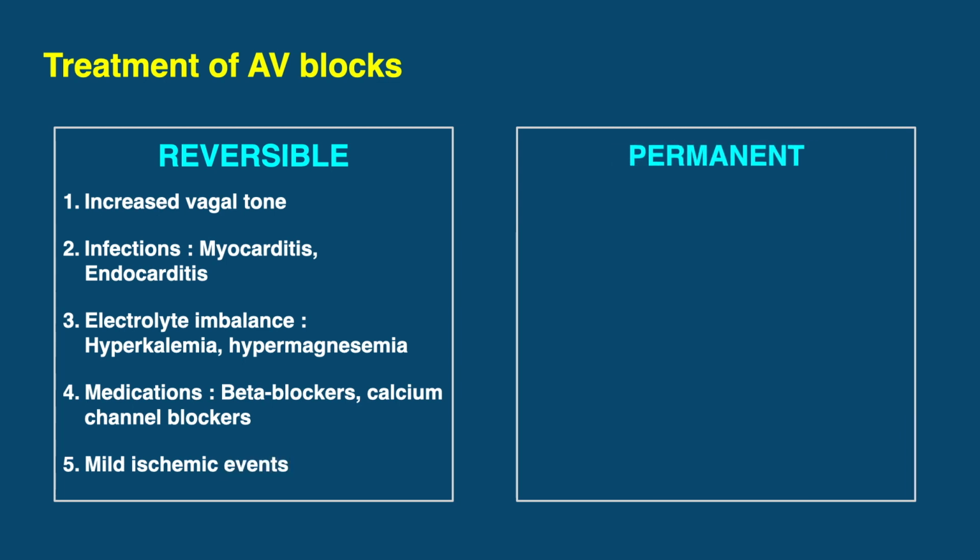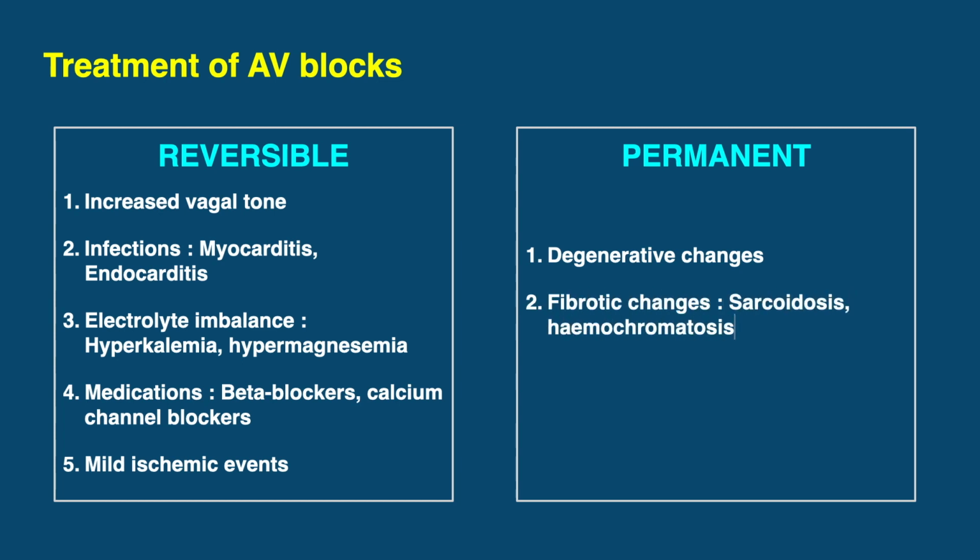Permanent causes of AV block require a permanent pacemaker. These include degenerative changes, fibrotic changes as seen in sarcoidosis and hemochromatosis, and surgery.